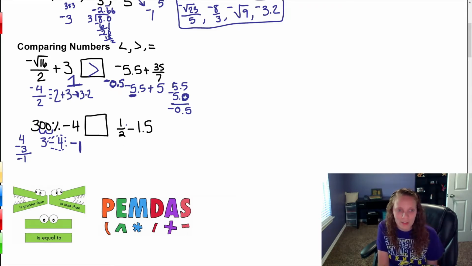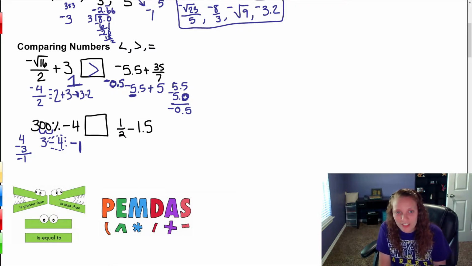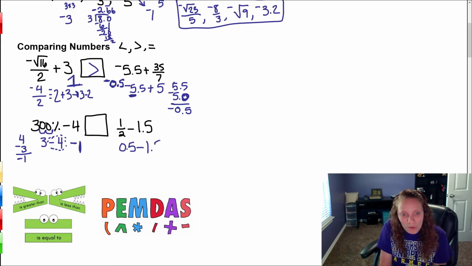Okay, let's try this one. Now, a half, I would personally convert that to a decimal. Let's use mental math for this. Let's think of money. Half of $1 is 50 cents, and so we would write that as 0.5 or 0.50, minus 1.5.